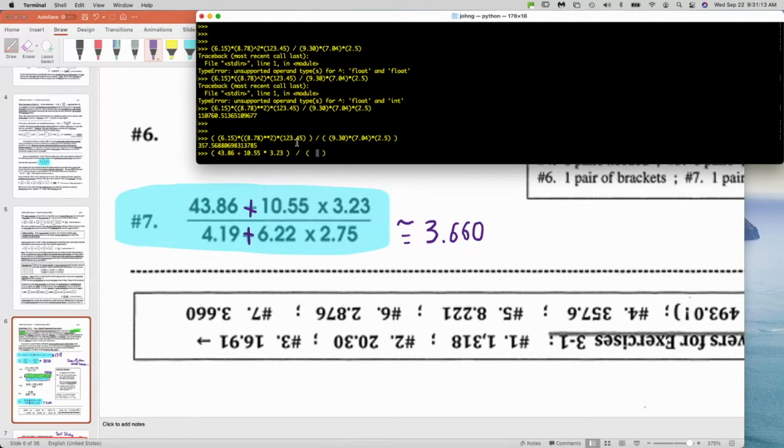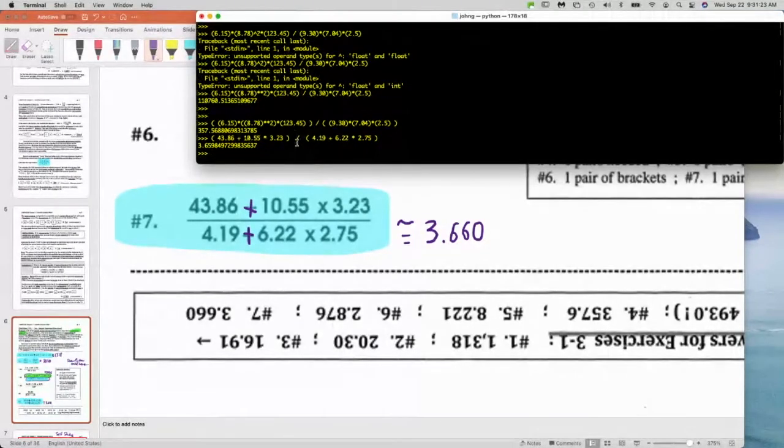so we're not going to discuss. Autumn, 419 plus 6.22 times 2.75. And there you go, 3.6598. So what I was mentioning earlier is that you round up the 59 to a 60 because there's an 8 after it.